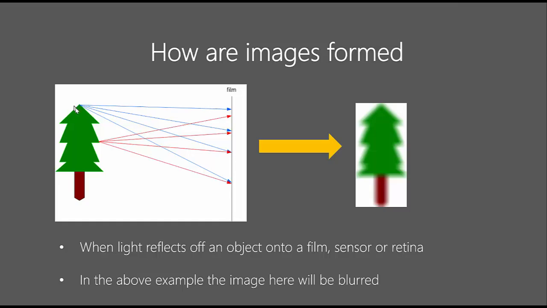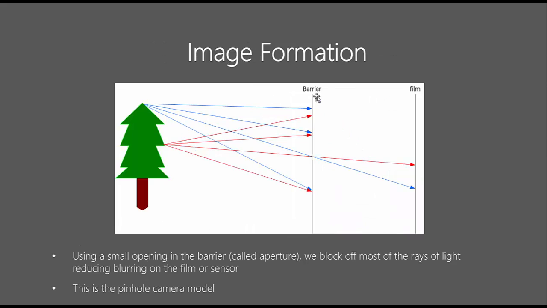As you can see in this example, the top of the tree and the middle of the tree are going to reflect at similar points along the film. That's not good. That will result in an unfocused, blurred image. So as we can see, that's not how our eyes or cameras work. This is a better example of how our eyes and cameras work.